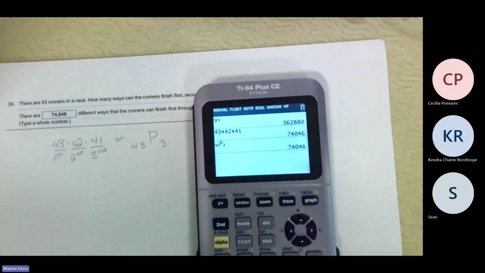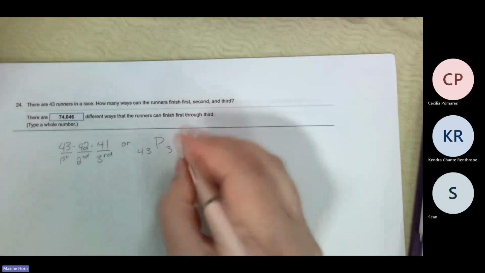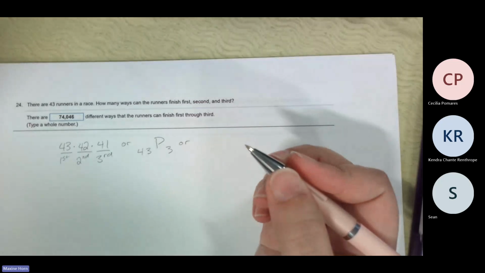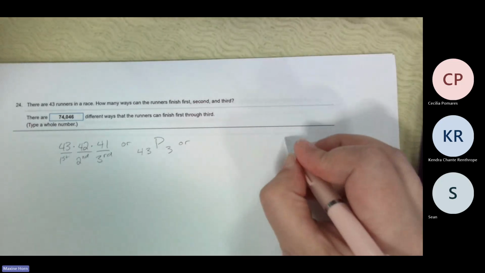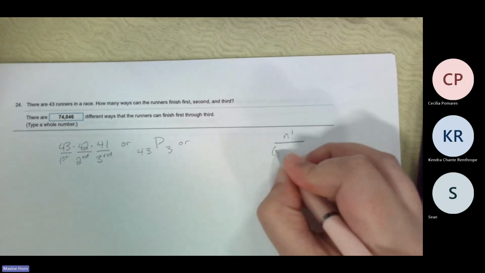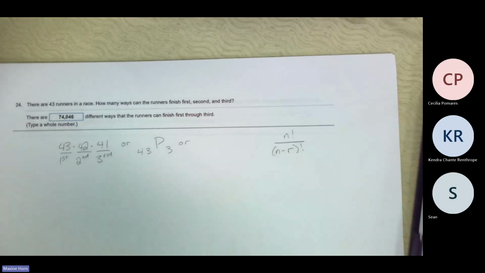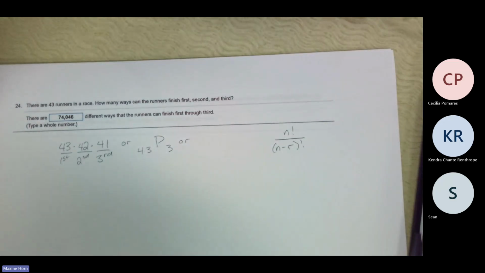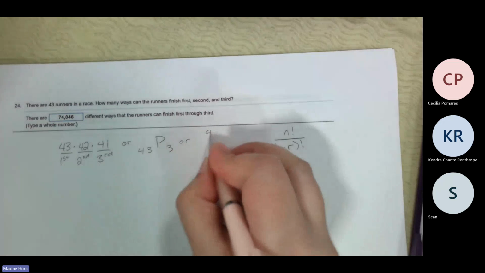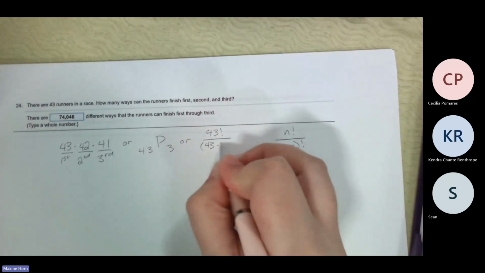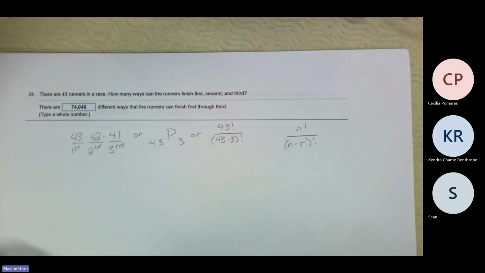Now, you could also use the formula. I think most of your professors are not having you do the formula by hand of n factorial over n minus r factorial. I don't think you're required to do that by hand, but if you were, you'd have 43 factorial over 43 minus 3 factorial. We're not going to go through that because I think all your professors are just expecting you to do that in the calculator. Okay. All right, so that's 24.